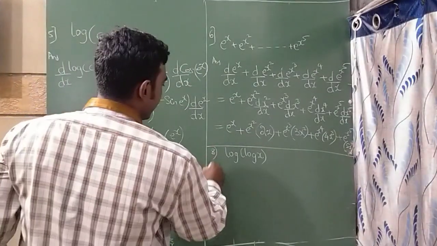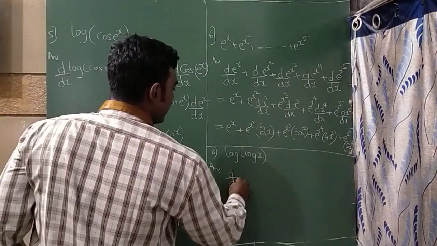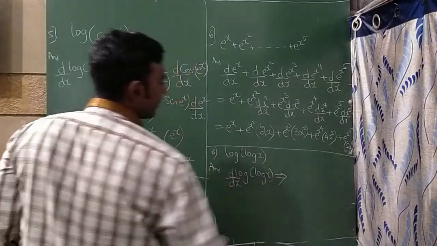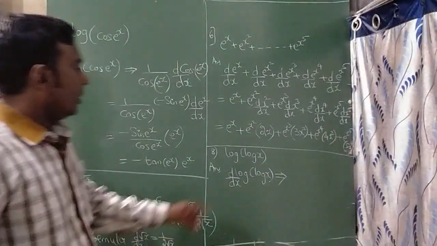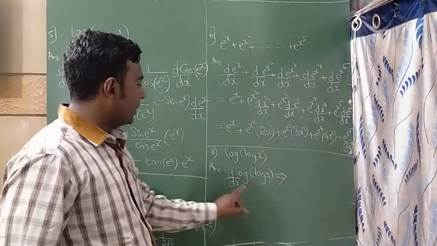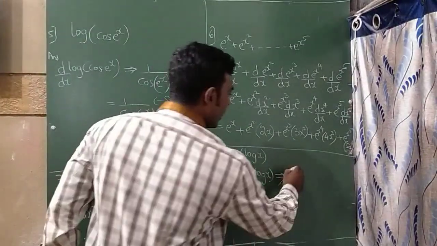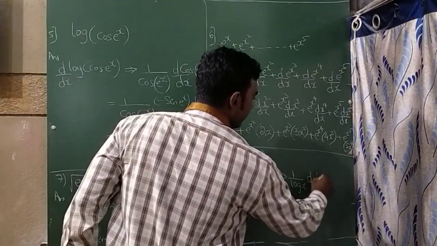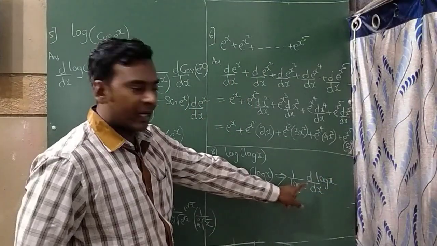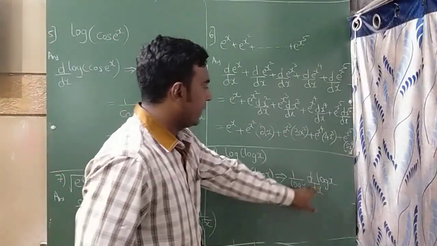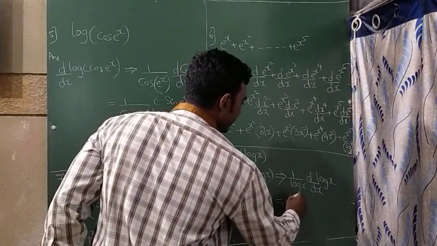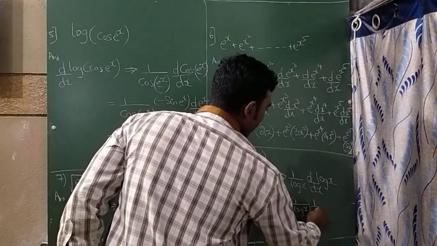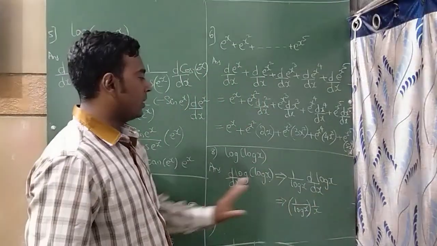Okay, so the eighth question is d by dx of log x. Okay, so consider this as one variable. So d by dx of log x is 1 divided by log x. Again by chain rule, this is by chain rule. So 1 divided by log x, d by dx of log x. So you will get 1 by log x, d by dx of log x is 1 by x. This is your final answer.